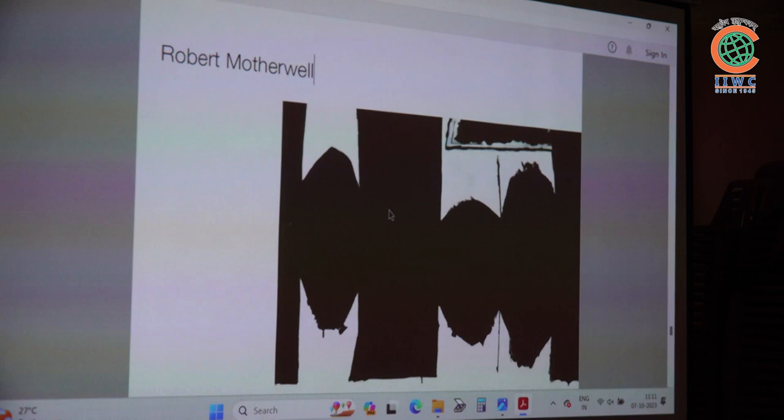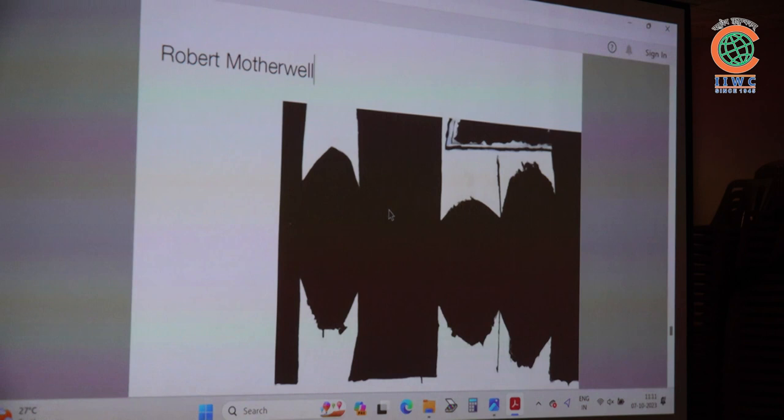And here, Robert Motherwell. Now, Robert Motherwell is an artist who basically used black as the color. So all his canvases had black patches. When Robert Motherwell was asked what this black patch means, he said, the black makes a hole into the canvas. It literally makes a hole into the canvas.